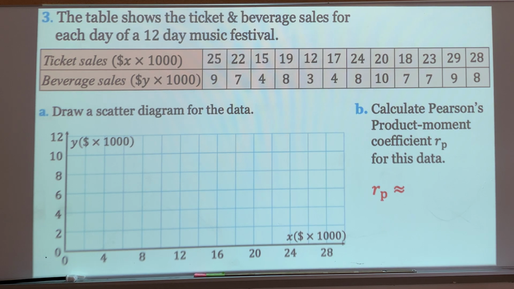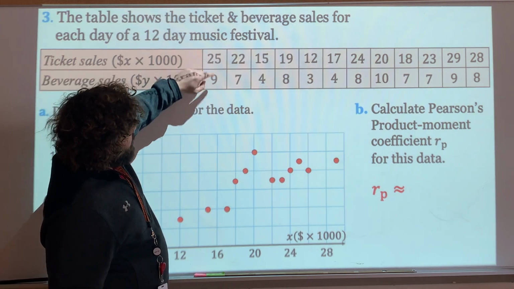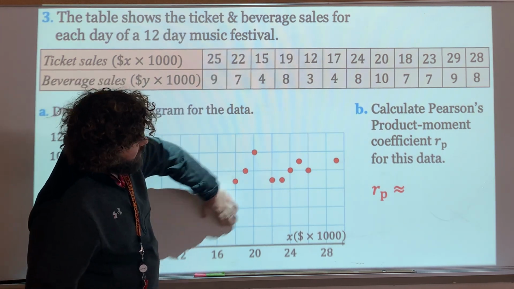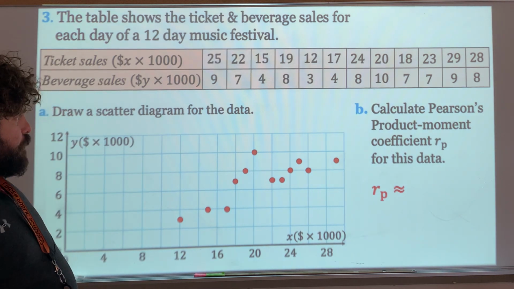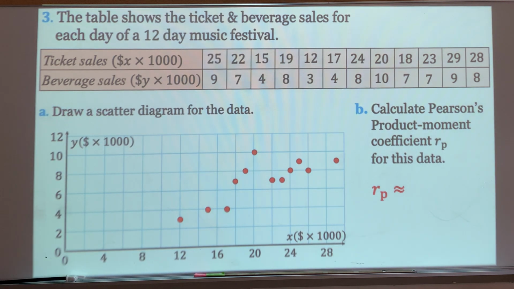All right, should be done. You guys can draw scatters. This is your scatter diagram right here. X value, Y value, 25 over 9 up, 22 over 7 up, and so on. Calculate Pearson's product moment coefficient for this data.